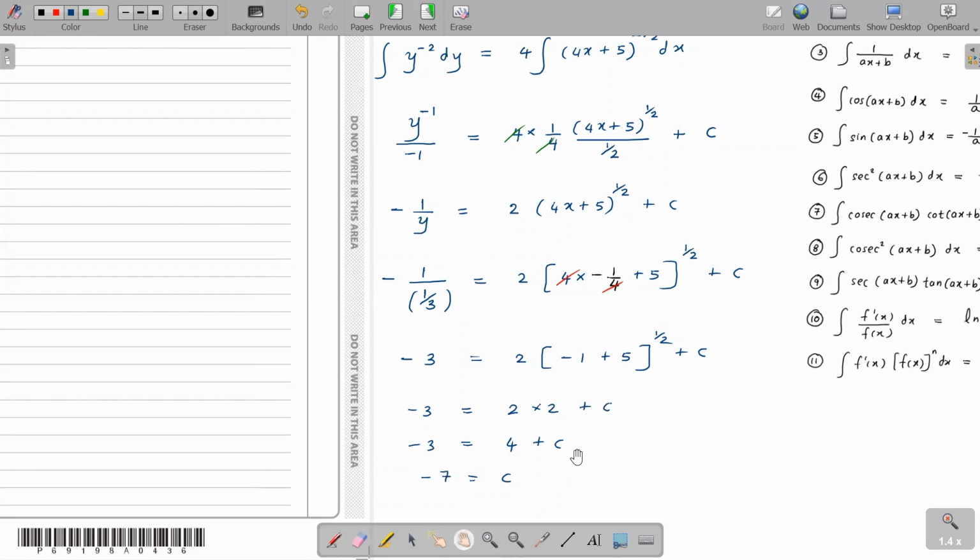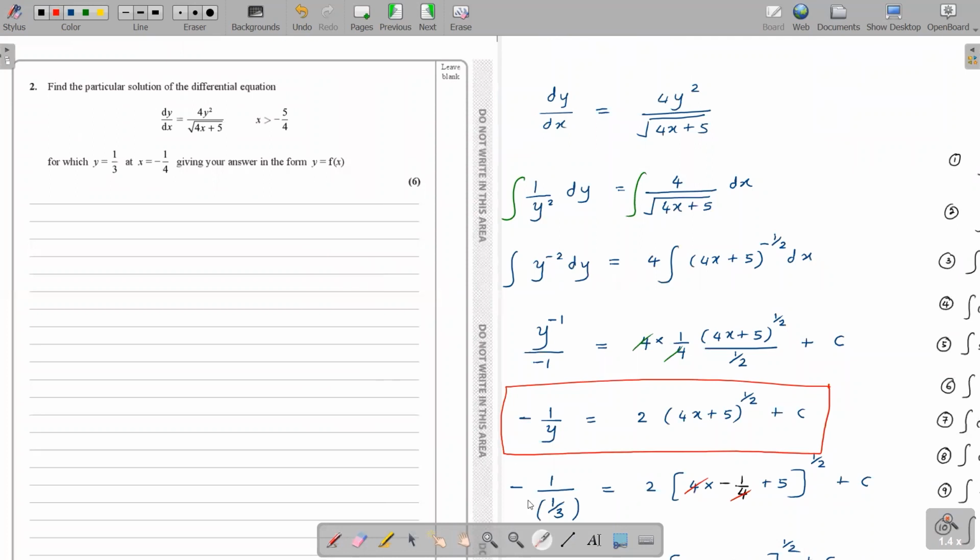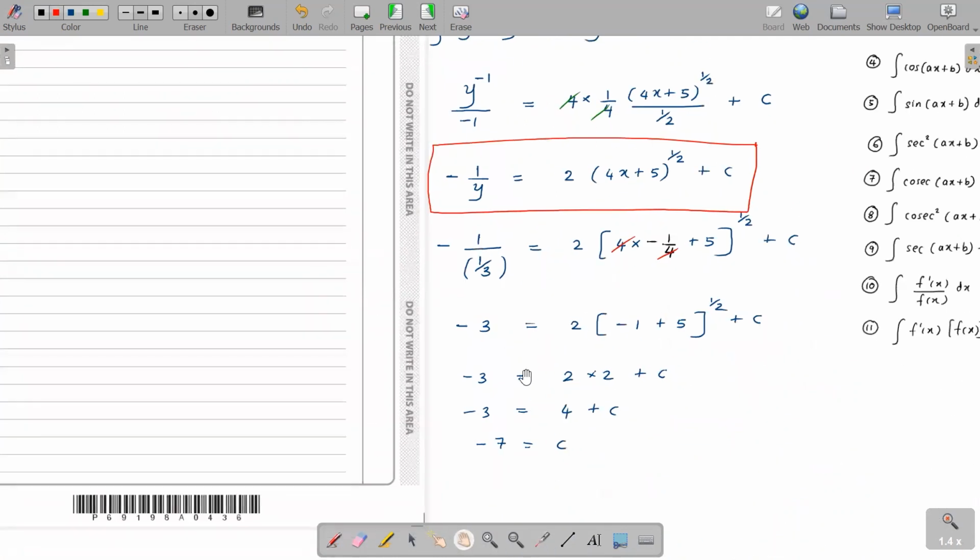Okay, so now we are done. We are ready to input the value of c into this equation. So this is the main equation that I found, right? So substitute the c value into this equation. And what are we supposed to do now? They are asking you to give your answer in the form y equals f(x), which means what? You have to make y the subject. So let's make y the subject.